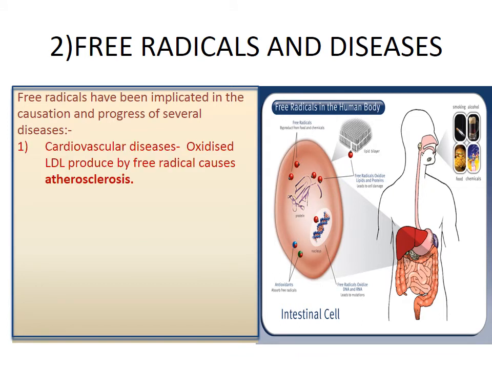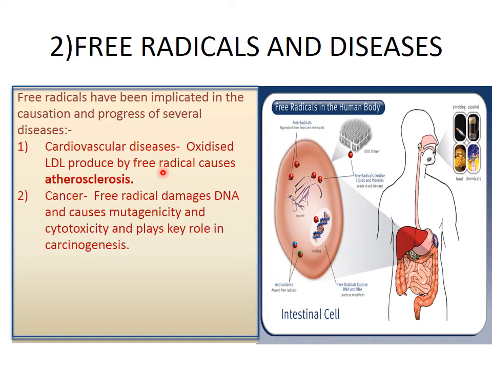Now free radical and disease. Now we see how free radicals cause damage and disease. Free radicals have been implicated in the causation and progress of many diseases. In cardiovascular disease, oxidized LDL, which is produced by free radicals, causes atherosclerosis. Free radicals damage DNA and cause mutagenicity and cytotoxicity and play a key role in carcinogenesis.